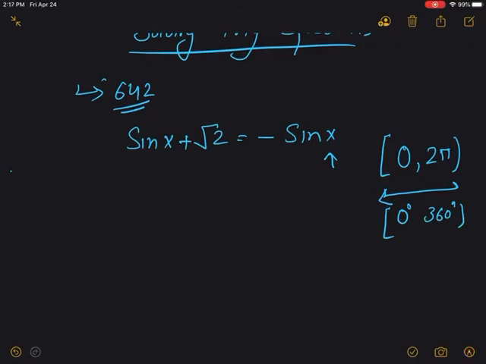Okay, how do we solve this? The idea is you need to isolate the trig expression, and then we take the inverse to solve for the angle. Let's combine like terms first. I would add sine x to both sides. This becomes 2 sine x. Isolate the trig function: if I take away radical 2 and then divide by 2, this is equal to sine x.